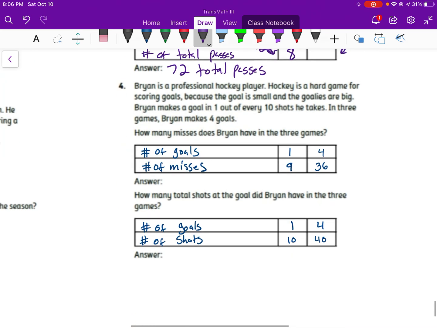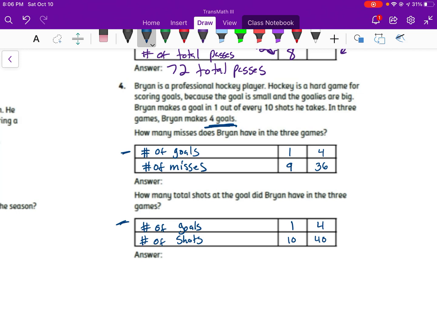Okay, last one I filled in completely already. Okay, in this case, Brian is a professional hockey player. Hockey is a hard game for scoring goals because the goal is small and the goalies are big. Brian makes a goal in 1 out of every 10 shots he takes. In 3 games, Brian makes 4 goals. Okay, so that number of goals is kind of that big thing that we know. So number of goals, it's in both problems.